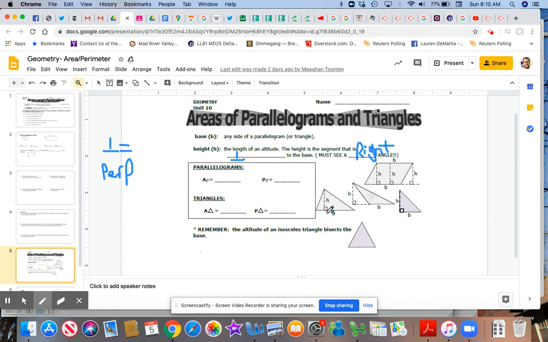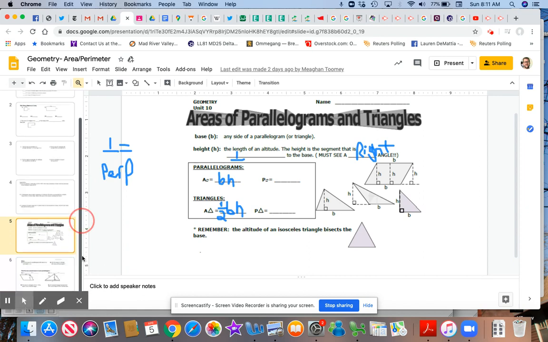So if you notice right here, the height goes from the base straight up to the top of the triangle, and here it's the base, it goes straight up and makes a right angle. So that's it. The area of parallelograms is pretty simple. It's the base times the height, right? And for triangles, it's 1/2 the base times the height. So those are the two formulas, and we're going to go on to the next page.